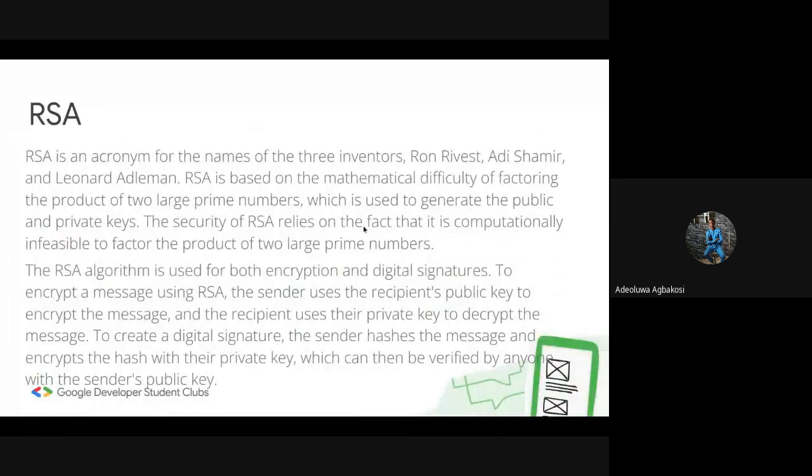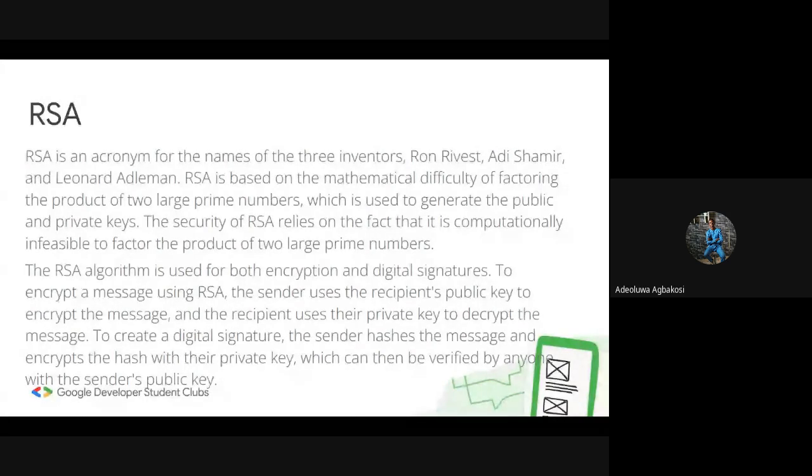Now, let's look at examples of the asymmetric key cryptography algorithm. Let's look at the first one, which is RSA. RSA is an acronym for the names of its three inventors: Ron Rivest, Adi Shamir, and Leonard Adleman.